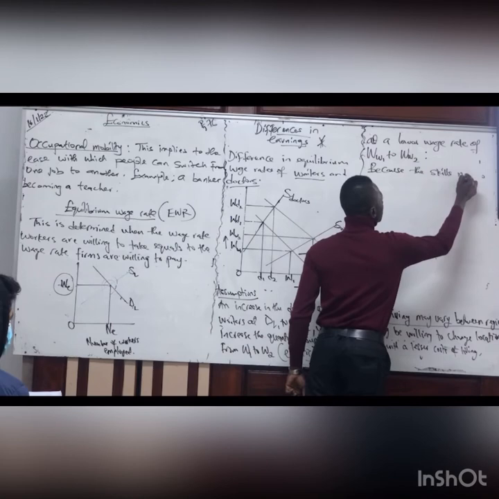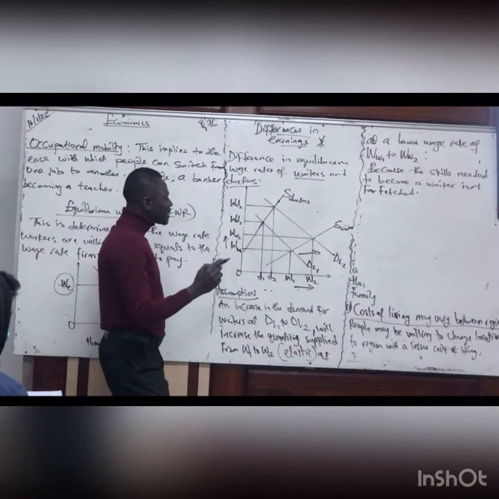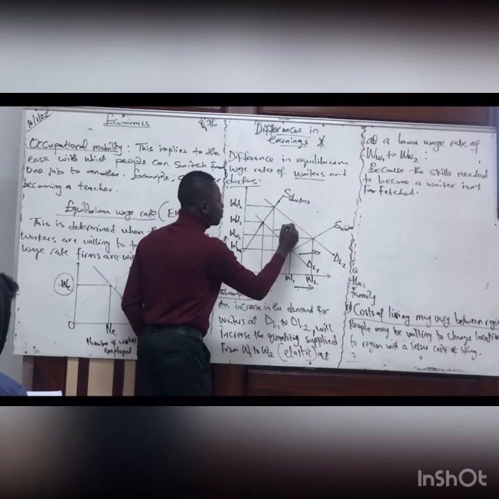Needed to become. If there's an increase in the quantity demanded of doctors from DL1 to DL2, what happens afterwards?